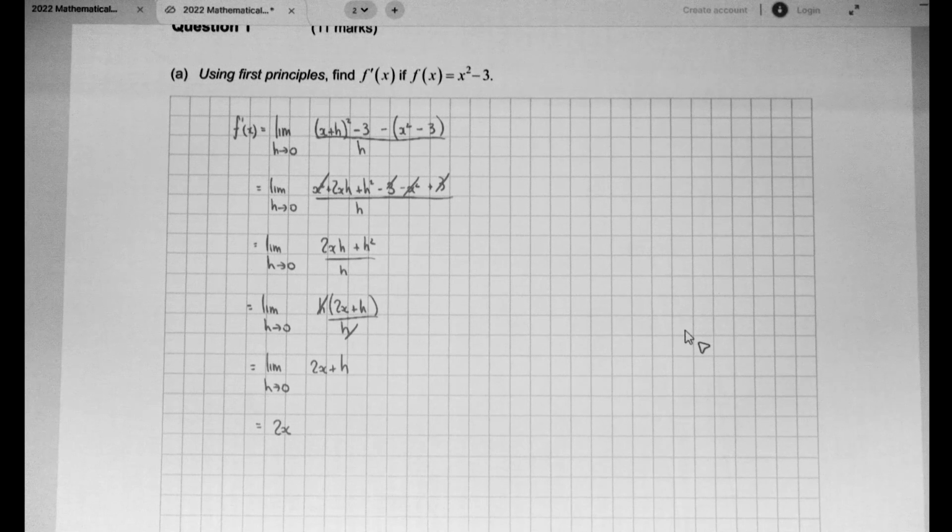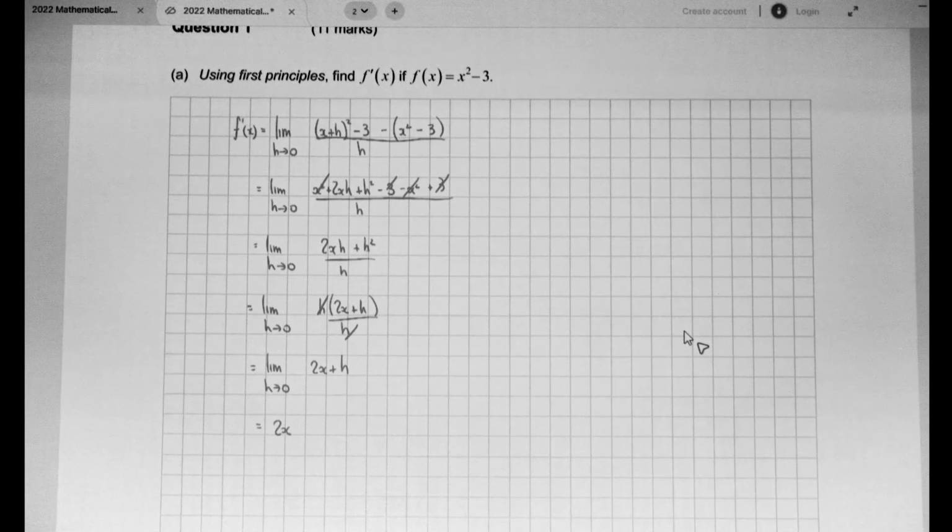One other thing that often gets asked in these things is that they're not required to state that h is not equal to 0 in this. Yeah, be nice to have it, but yeah.